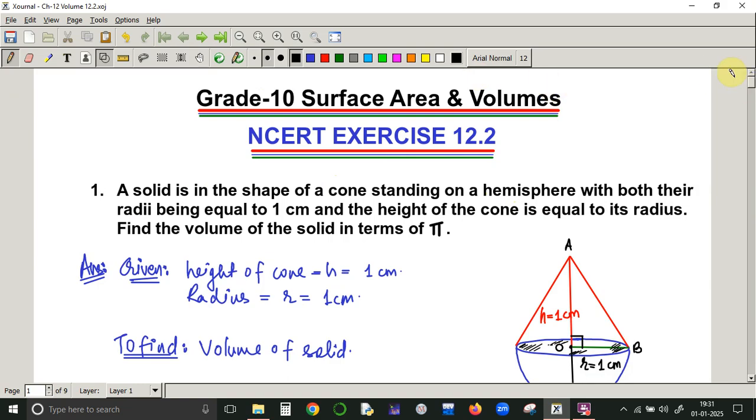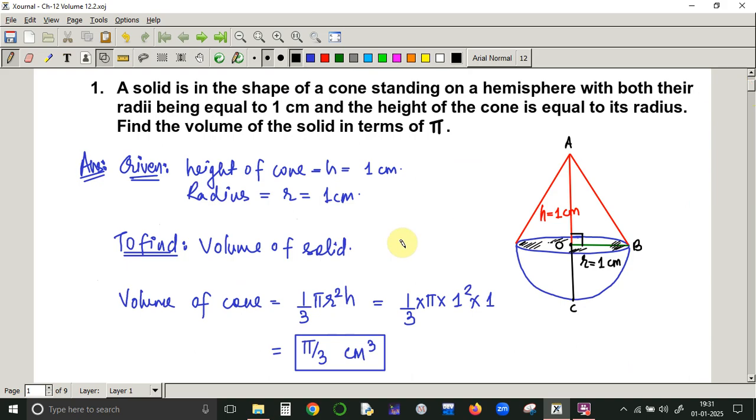So first question is a solid is in the shape of a cone standing on a hemisphere with both their radii being equal to 1 centimeter and the height of the cone is equal to its radius. Find the volume of the solid in terms of pi. So this is the diagram. The cone is situated on the hemisphere. They are sharing the same circular base.